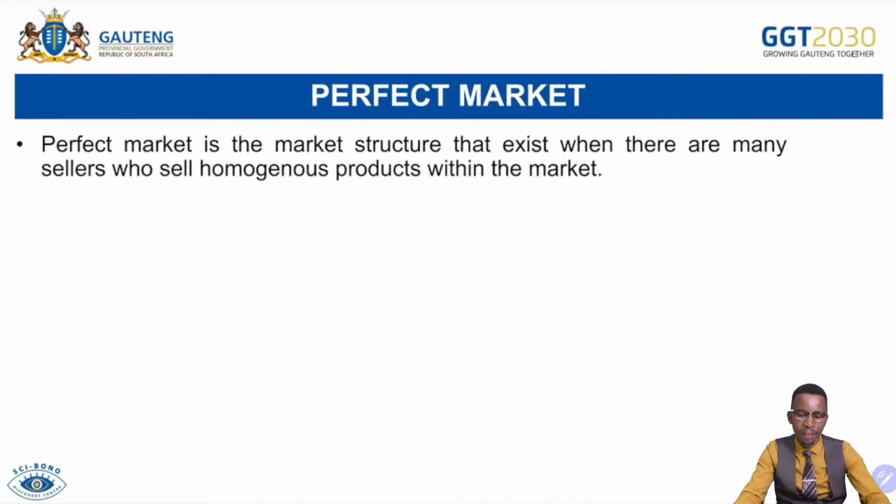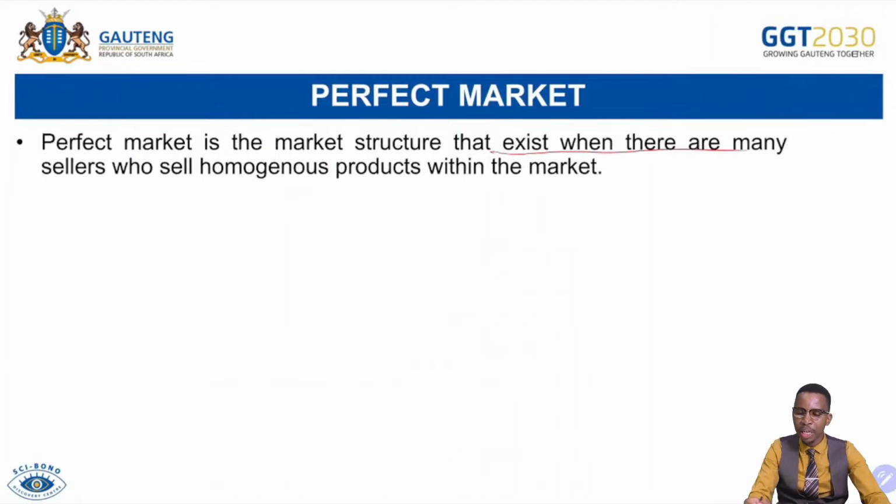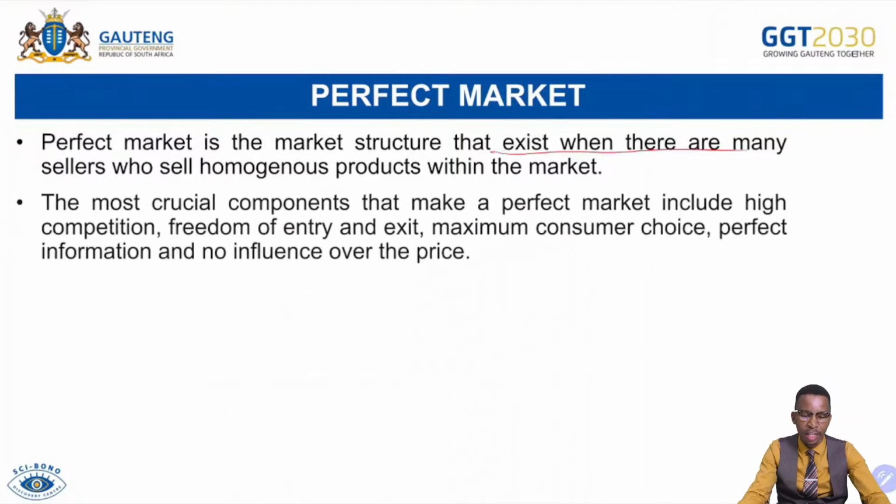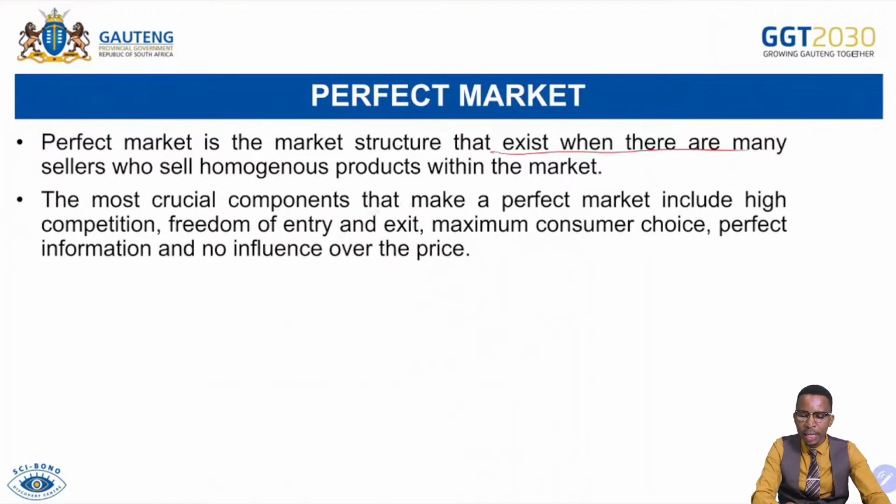There we go on the perfect market, which has also been defined as a market structure that exists where there are many buyers and sellers, with none of them having an influence over the price, and they sell or produce homogeneous products. The most crucial components that make a perfect market include high competition, freedom of entry and exit, maximum consumer choice, perfect information, and no influence over the price.